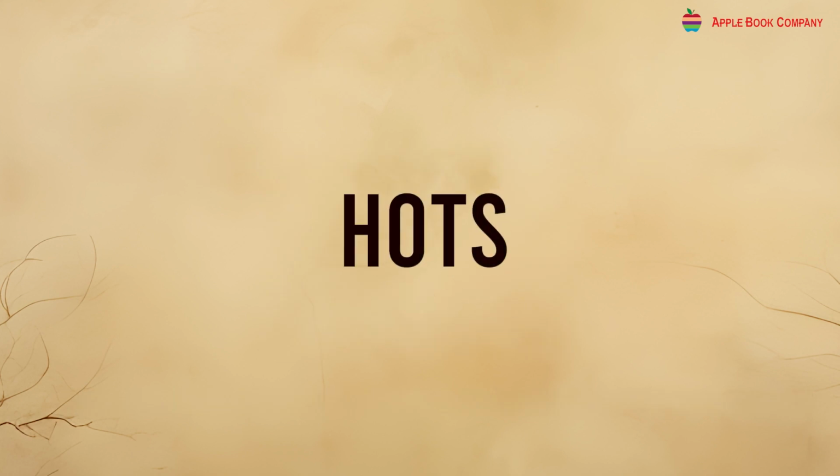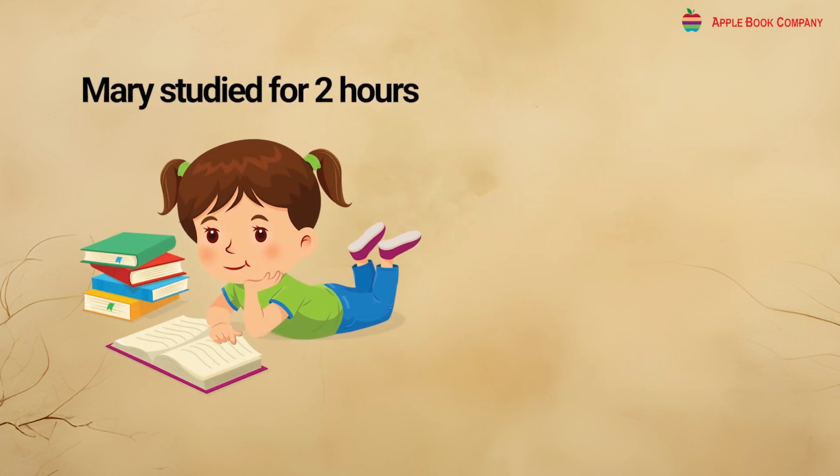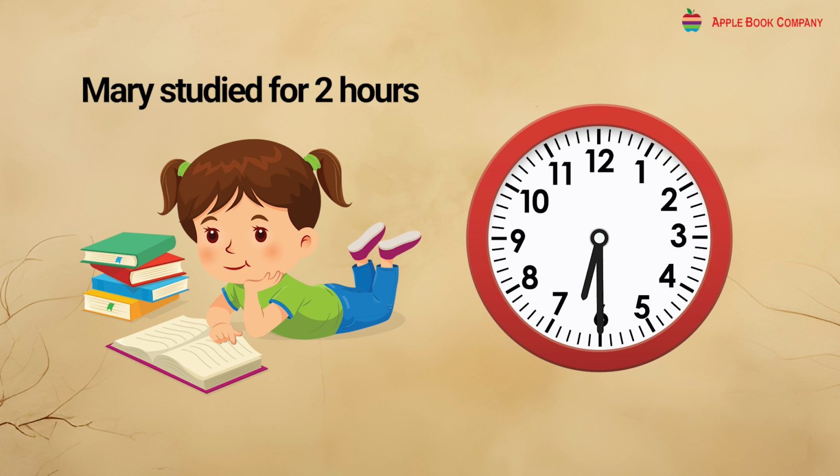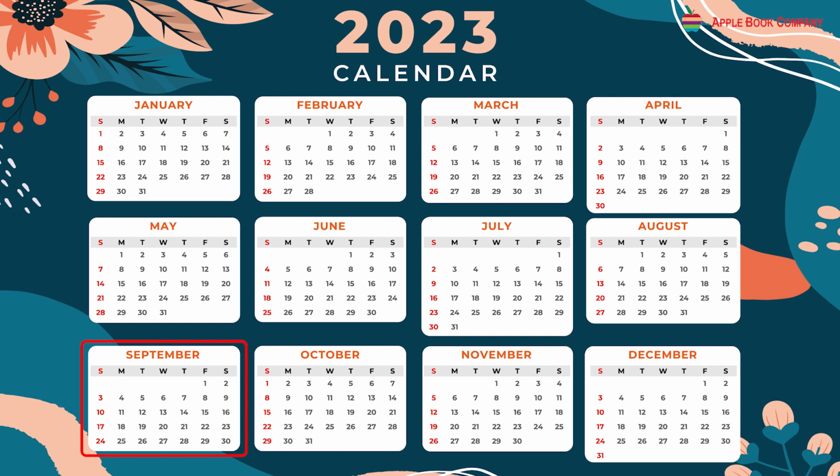Thoughts: if Monday falls on the 5th day of the month, on which date does the next Monday fall? The next Monday will fall on the 12th of the month. Mary studied for 2 hours. If she finished at 6:30 p.m., when did she start? She started at 4:30 p.m. If the last month was September, what will be the next month? After September, it is October. So, the next month will be October.